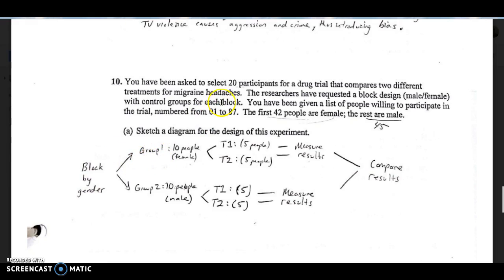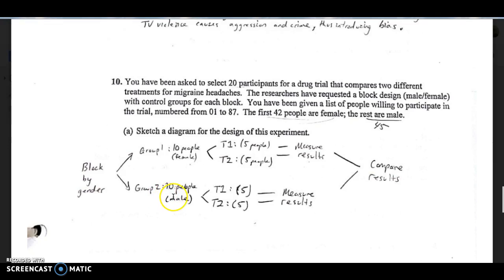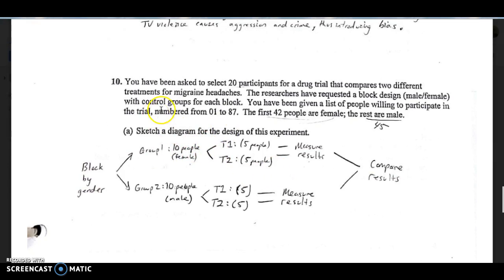And within each group, because we want 20 participants, we're going to pull 10 people in each of our groups. In the first group, the 10 people that are female, we're selecting 10 out of the 42 females. And in group 2, the males, we're selecting 10 people out of the 45 males. Within each group, we need a control group with each block. So we're going to have treatment 1 and treatment 2. One of these will be giving them the headache medicine, and one of them will be the control group. Within each of those, we need half and half of 10, which is 5 people for each.